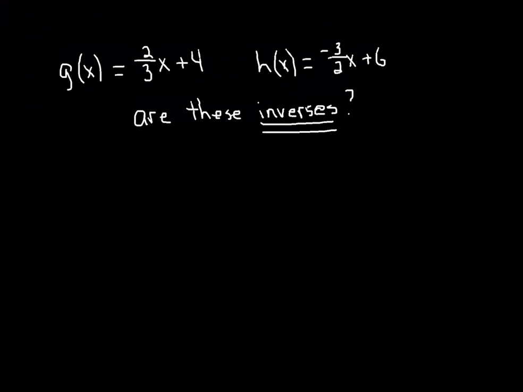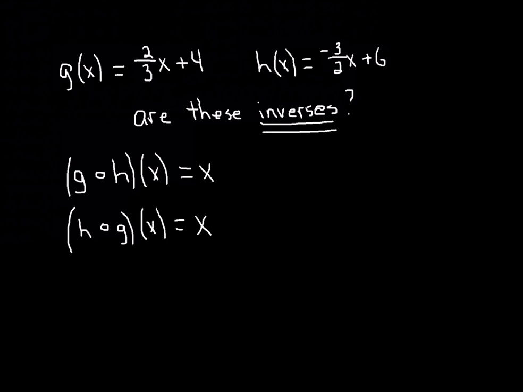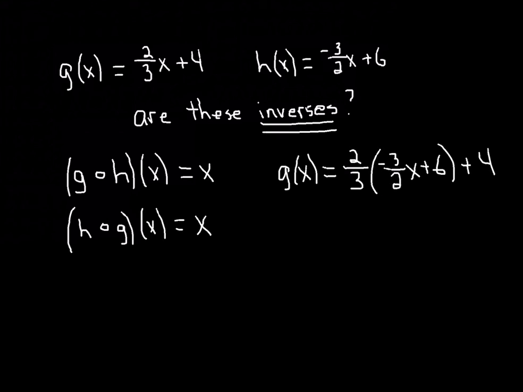So the way that we prove whether these are inverses or not is we use the composition of functions. We simply say this: g of h of x has to equal x, and h of g of x equals x. So let's try the first step. g of h of x. This means you plug in h of x everywhere you see an x in g of x. So 2/3, oh, there's an x, so I have to plug in negative 3 over 2 x plus 6, plus 4. I plugged h of x into g of x.